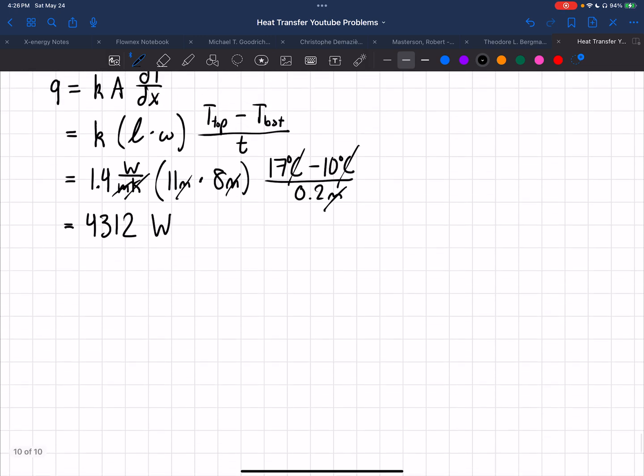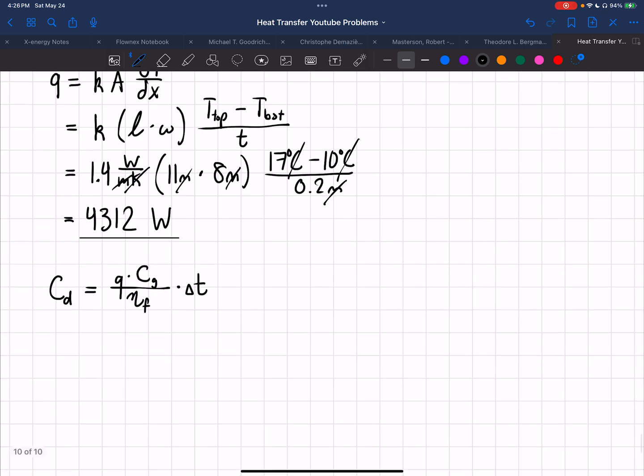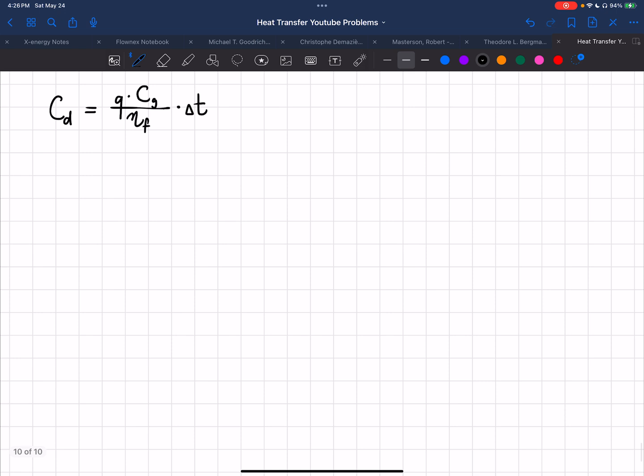Now we have to calculate the cost. So this is answer number 1. And our cost, which we'll call the daily cost, we'll call CD for daily, is going to be the heat loss rate, which is in watts, times the cost of natural gas, divided by the efficiency, which we have to take into account. And if we just left it like this, we would actually be missing a unit. And we need our final answer to be in terms of days. So we are going to put a delta T term here for the amount of time. In this case, it's going to be just 1 day.